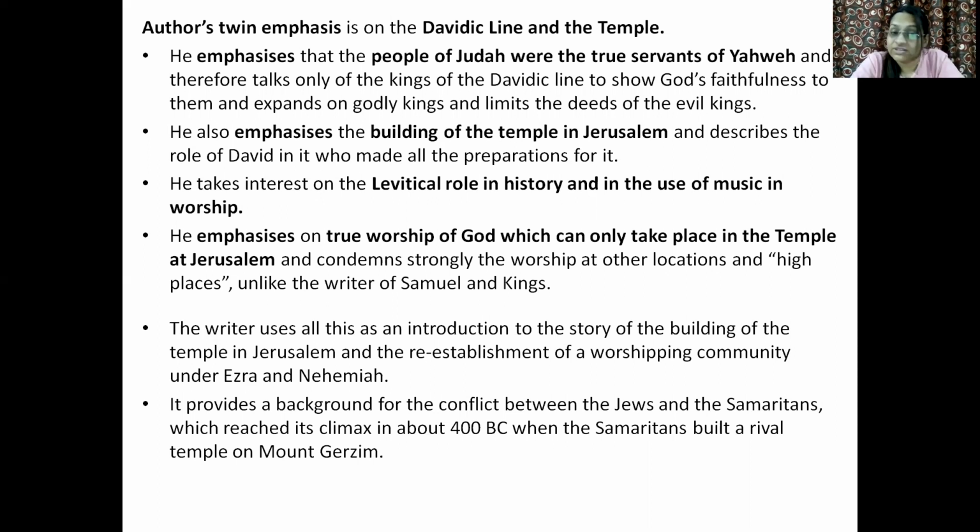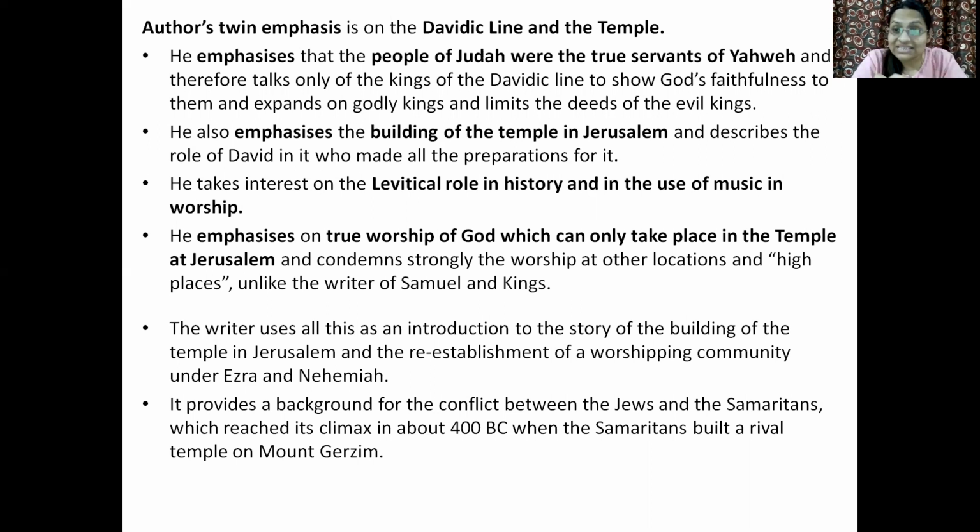That's what the chronicler wants to say, that true worship can only take place in the temple at Jerusalem, nowhere else. He strongly condemns worship at other locations, at other high places, at mountain tops or other places. And unlike Samuel and Kings, he mentions all these things. His mind is so oriented towards Judah and the temple that he wants to write only about these things.